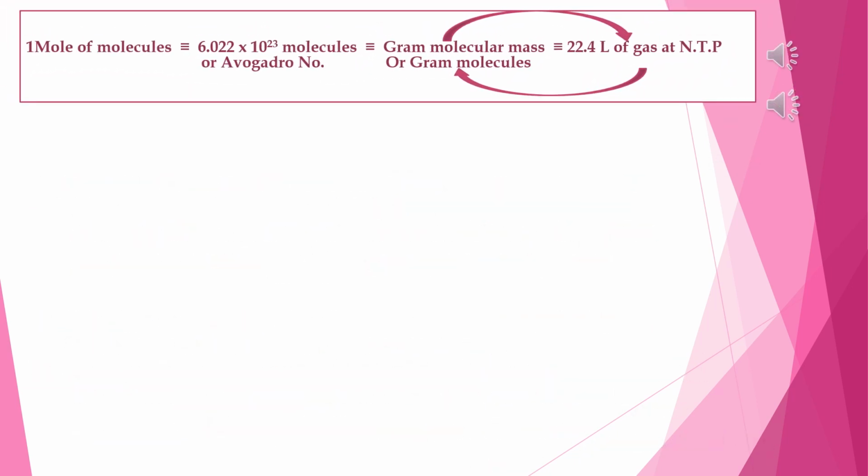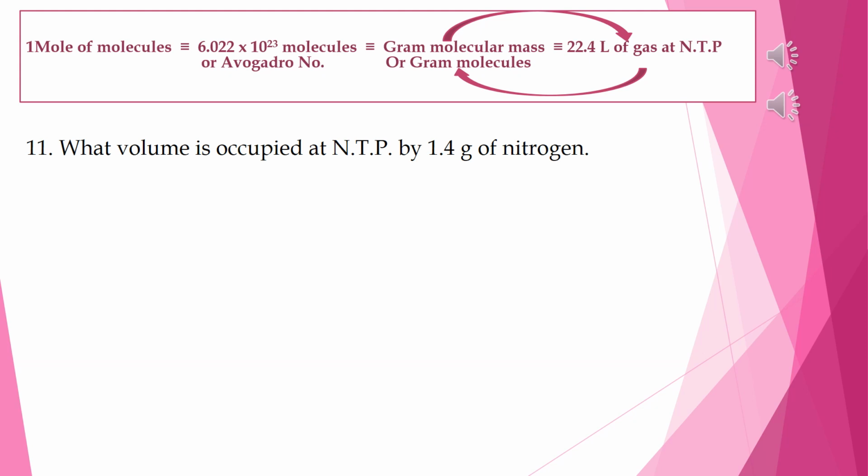So here comes another case in which gram molecular mass is related to the volume of gas at NTP. As we said earlier, NTP means normal temperature and pressure. In this case, gram molecular mass is equivalent to 22.4 liter of gas at NTP, or vice versa. So in the 11th numerical, what volume is occupied at NTP by 1.4 gram of nitrogen?